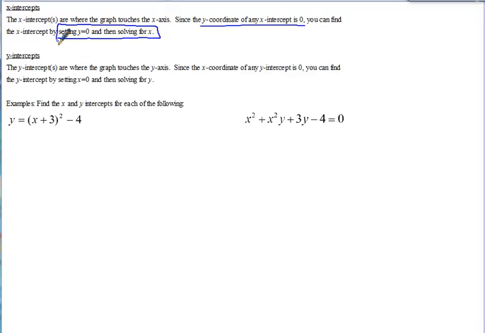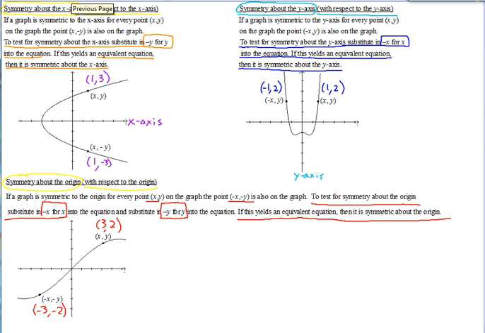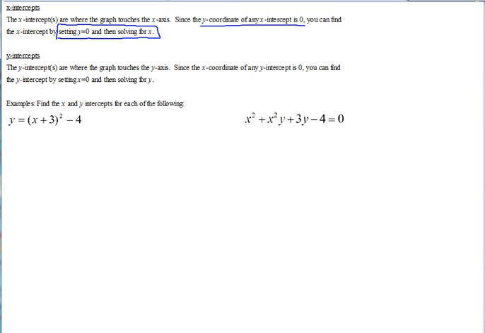And in a similar way to find the y-intercepts, these are where the graph touches the y-axis. So what the y-intercepts all have in common, like this point 0, negative 1 is a y-intercept. So 0, negative 2, 0, negative 3, 0, 0, 0, 1, 0, 2. Notice they all have an x-coordinate of 0, because it's on the line x equals 0. So that's why when you're finding y-intercepts, you know the x-coordinate has to be 0. So you set x equal to 0 and solve it for y.